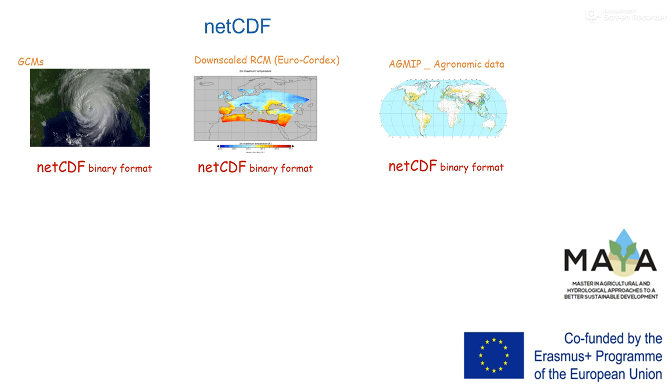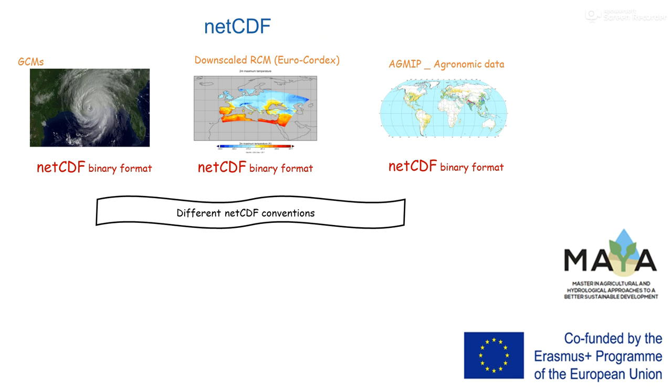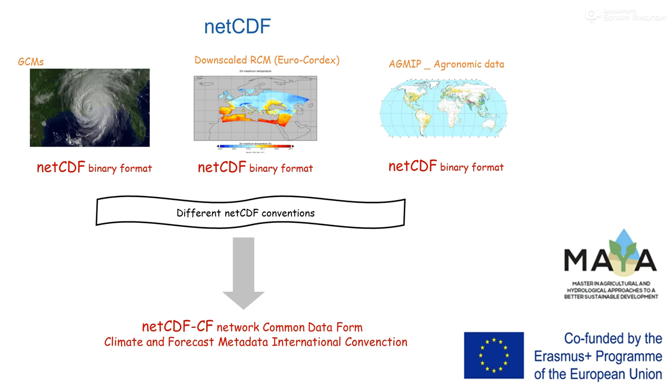NetCDF is used by several models, from global circulation models, also from downscaled regional circulation models. So there are two different types, but very similar climate models. But what is also happening is that several agronomic datasets are also made available in this format. The important thing is there are different NetCDF conventions, but there is a common data format that can be used to integrate and use this data.